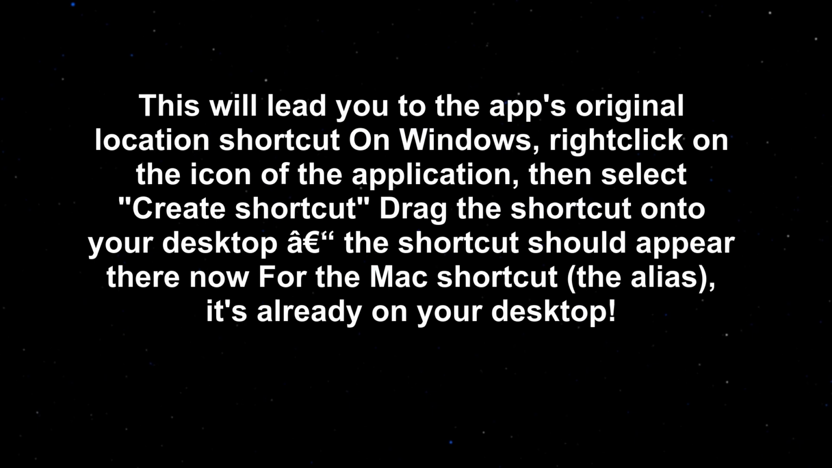This will lead you to the app's original location. For the shortcut on Windows, right-click on the icon of the application, then select Create Shortcut. Drag the shortcut onto your desktop. The shortcut should appear there now. For the Mac shortcut, the alias, it's already on your desktop.